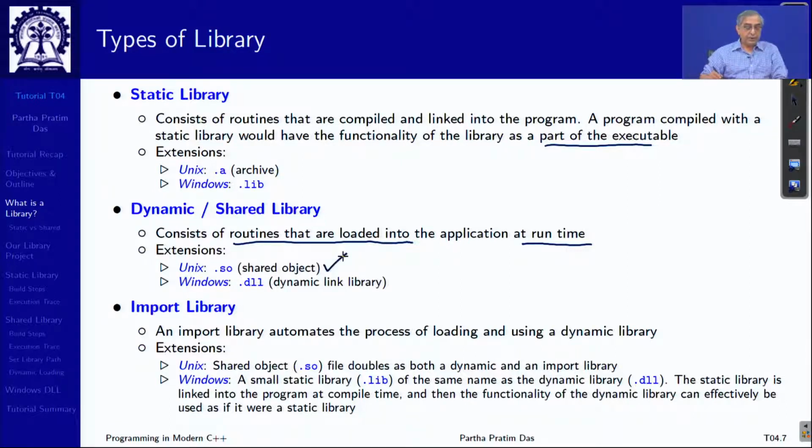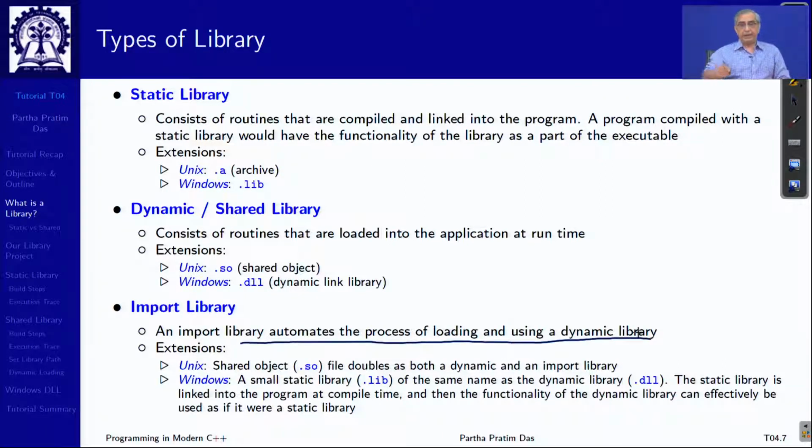A shared library in Unix is called a shared object, .so, and in Windows it is called DLL, .dll, or dynamic link library. There are certain variants of this which are known as import library, which can automate the process of loading and using a dynamic library. So, it is a little variation of the import library.